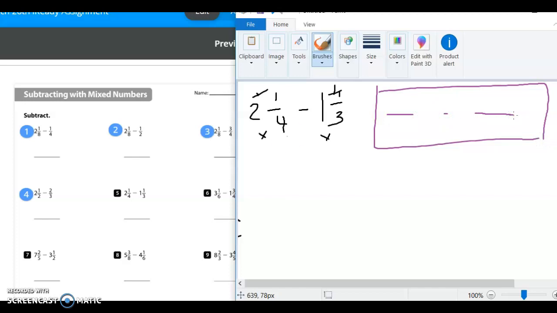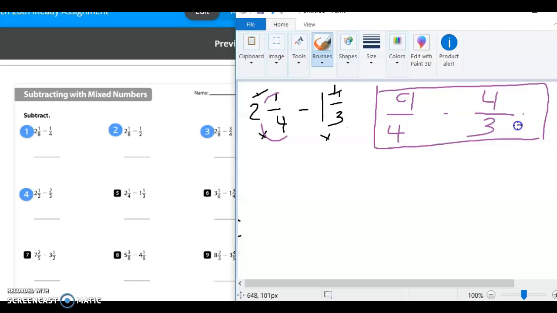All right, 4 times 2 is 8 plus 1 is 9. 3 times 1 is 4 plus 1 is 5. I'm sorry, that's not right. What was I thinking? Erase. 3 times 1 is 3 plus 1 is 4. Brain fart. And then I keep my same denominators. So my new problem is 9/4 minus 4/3.